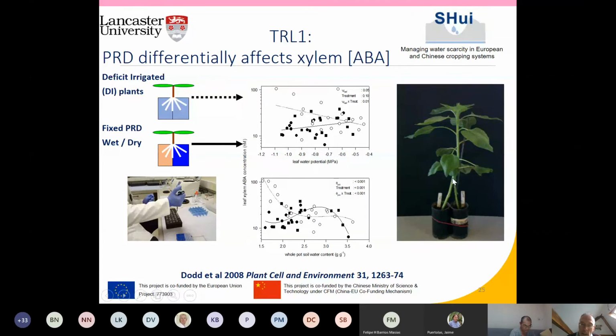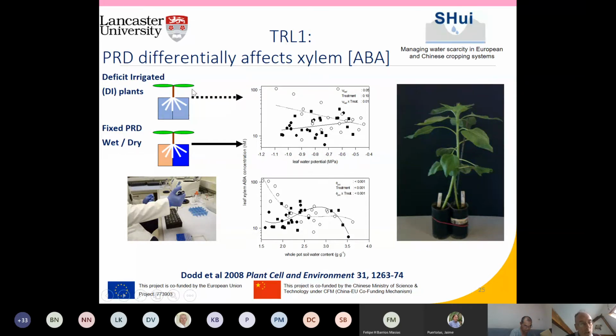So this system allowed me to measure sap flow from either the wet or the dry parts of the root system using sap flow gauges, but also to measure the ABA concentration moving from each root system to the shoot of the plant. Now, I was also able to remove a leaf, measure its water potential using a Scholander pressure chamber, and then collect some xylem sap from that particular leaf. And this just summarizes the data resulting from these measurements of xylem ABA concentration.